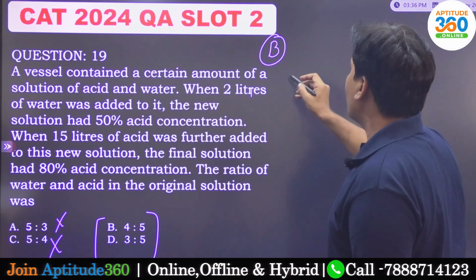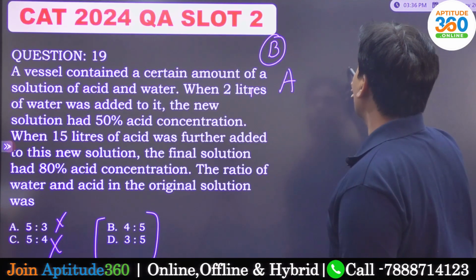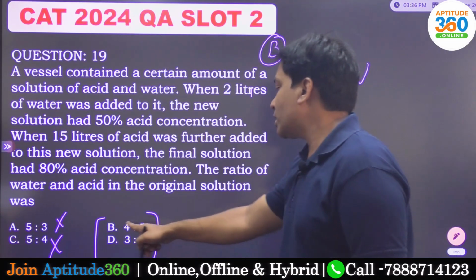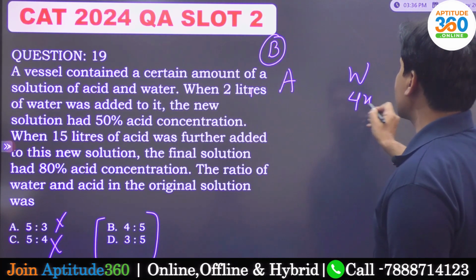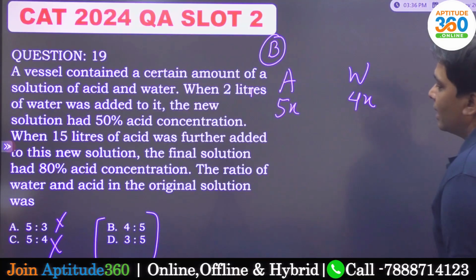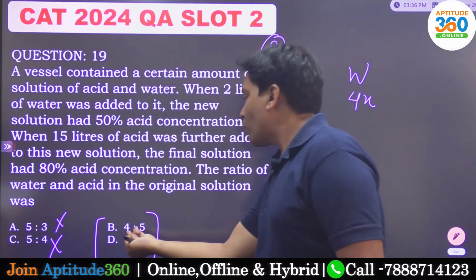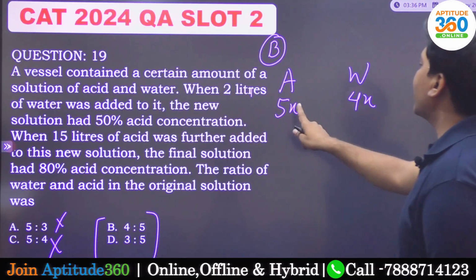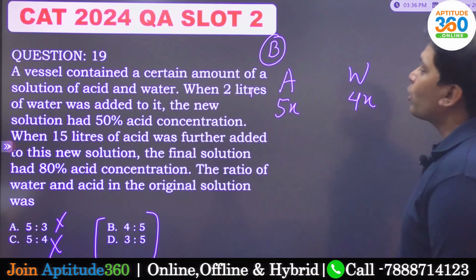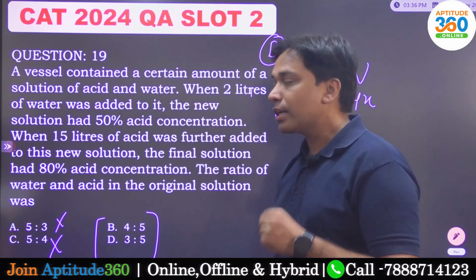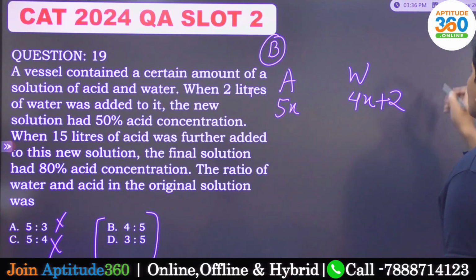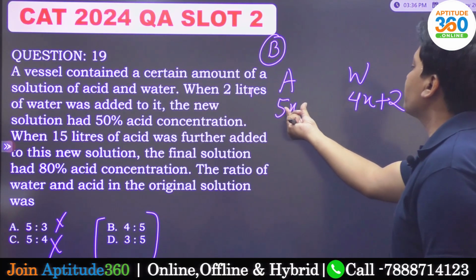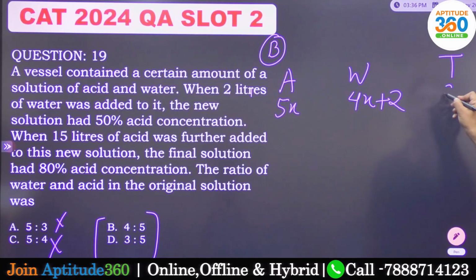As of now, I am having acid and water. Water to acid is the ratio, so water is 4x and acid is 5x. Over here I have written acid first and then water. Problem says that you need to add 2 liters of water. If I add 2 liters of water, what is going to be the total solution? 5x plus 4x plus 2, it is 9x plus 2 liters.